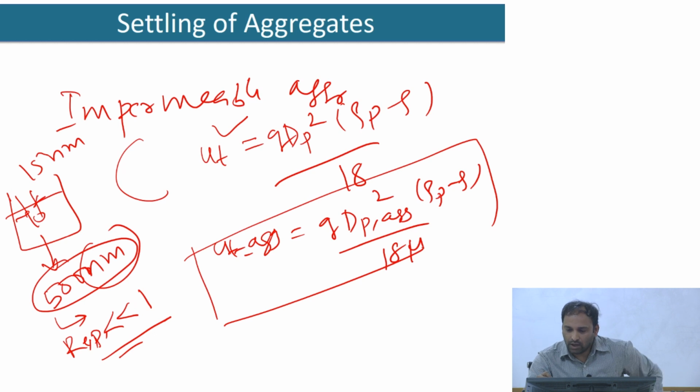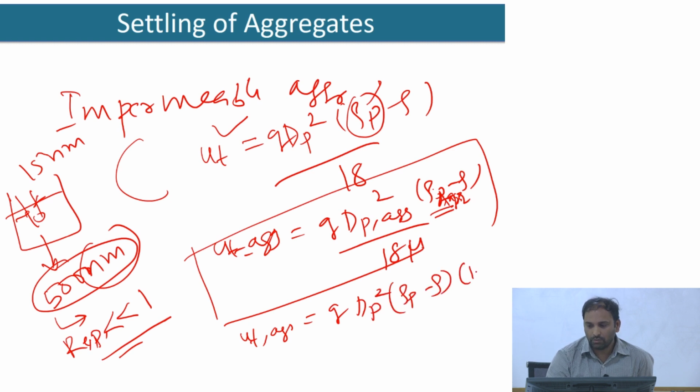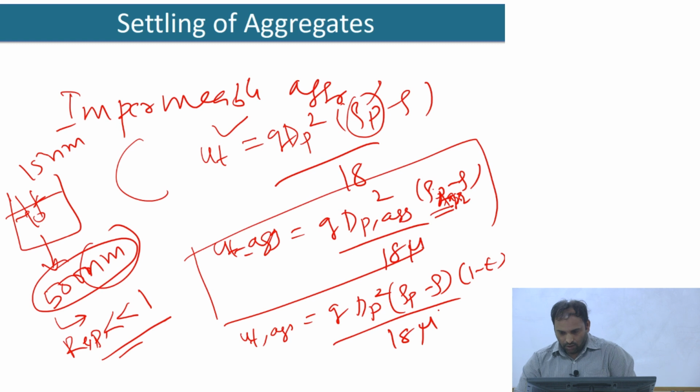Of course, this is not rho p, this is rho aggregate. It's not rho p anymore. In this case, this is going to be rho of the aggregate. And we said, because rho of the aggregate can be expressed in terms of the density of the fluid and the particle, you can write u_t aggregate as g d_p squared into rho p minus rho, into 1 minus epsilon, divided by 18 mu. That's where we had stopped yesterday. Now I want to simplify this further. Again, here, this is aggregate, this is d_f aggregate.